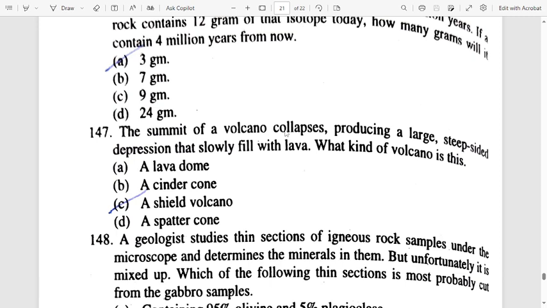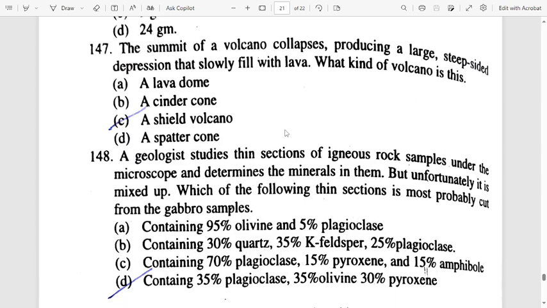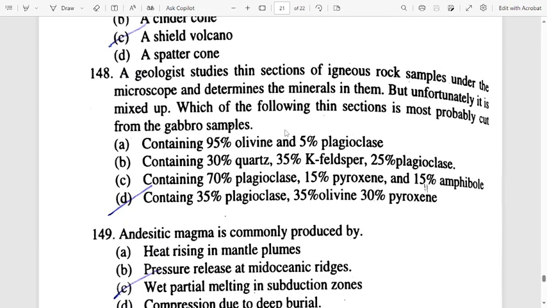The summit of a volcano collapses, producing a large, steep-sided depression that slowly filled with lava. What kind of volcano is this? The shield volcano. A geologist studies thin sections of igneous rock samples under the microscope and determines the minerals in them, but unfortunately they are mixed up. Which of the following thin sections is most probably cut from the gabbro sample containing 35% plagioclase, 35% olivine, 30% pyroxene?